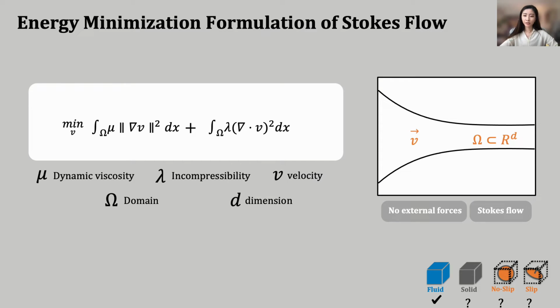We can write down the governing equations of Stokes flow as an energy minimization problem. Here, the notation mu denotes the dynamic viscosity of the flow, lambda denotes the incompressibility, v is the velocity field, and omega is the domain we're considering with a dimension d, which is either 2 or 3 in our examples.